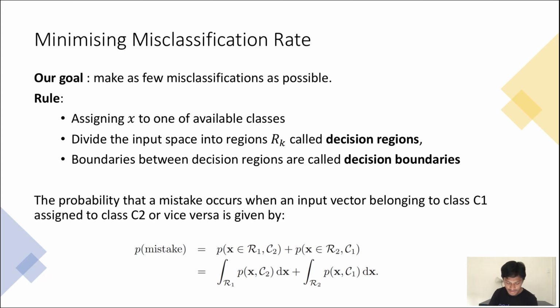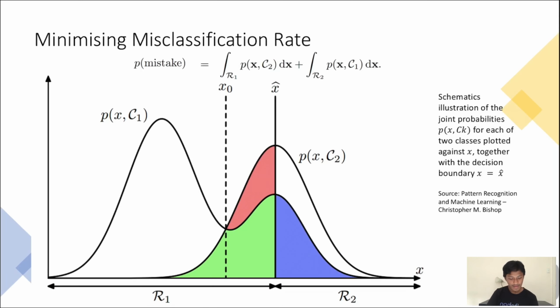In order to get the probability of making a mistake, we need to calculate the probability of x in region R1 given C2, plus the probability of x in region R2 given C1. From the sum rule we can get this formula. From this formula we can draw a graph of both p(x,C1) and p(x,C2), as we can see here. Then we have a decision boundary called x hat that divides the space into R1 and R2.